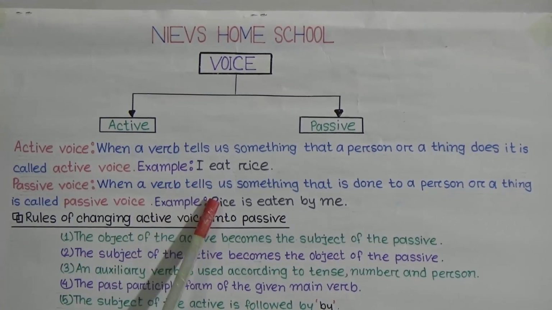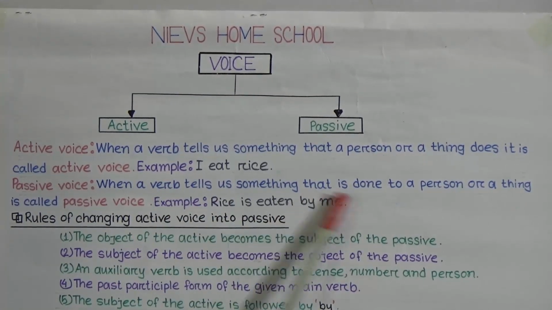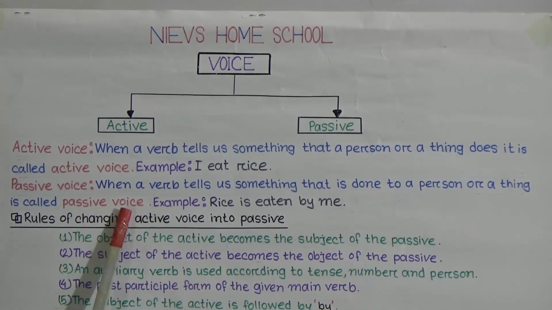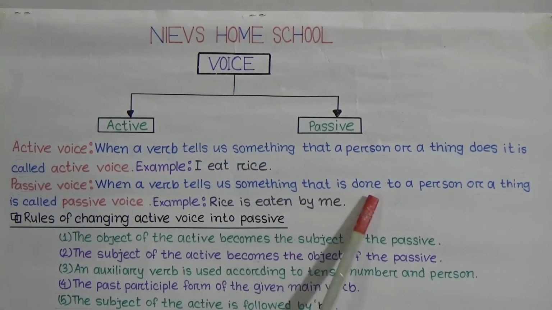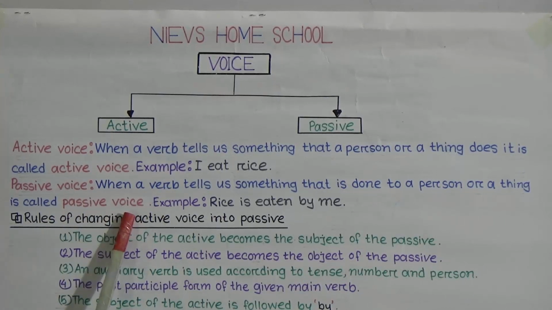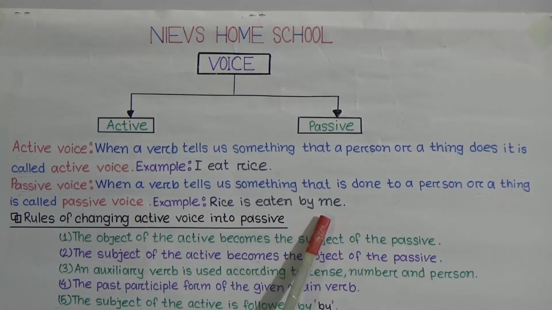When a verb tells us something that is done to a person or a thing, it is called passive voice. For example, we can say rice is eaten by me.